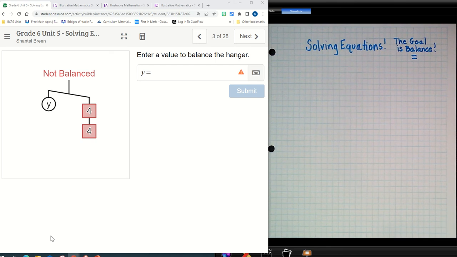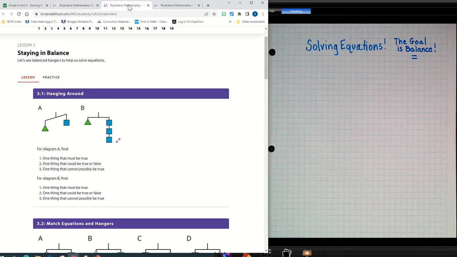Okay, everybody, we're going to take a look at balancing equations using the hanger balances. Now, we have been working with the Illustrative Math, and we've been having some good conversations in our warm-ups and thinking about balancing, and how we know in this situation that triangle has to be heavier than square because the balance is not balanced and it's tilting heavier to the left there.